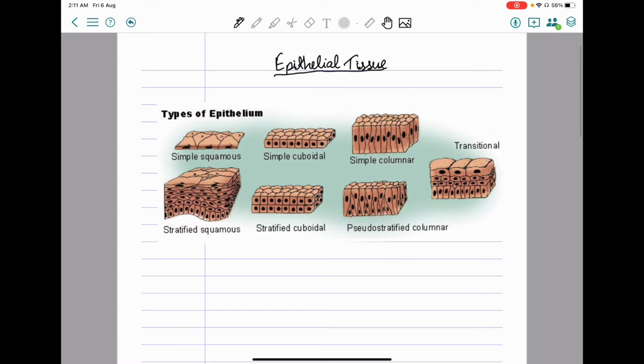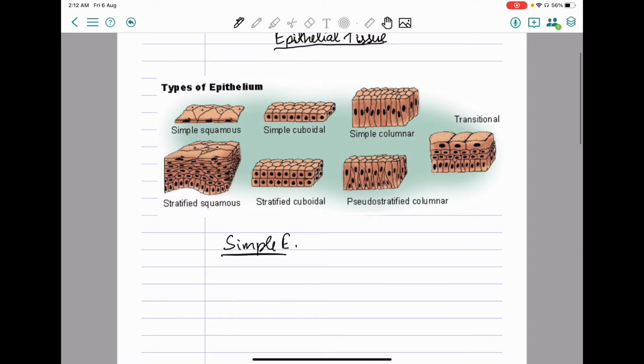Epithelial tissue, first of all, is of two types. One is simple epithelium and the second is stratified epithelium. As you can see here, simple epithelium is of a single layer. These are always of a single layer. And the stratified epithelium is made up of multiple layers. You can see here, multiple layers. First, let's talk about simple epithelium.